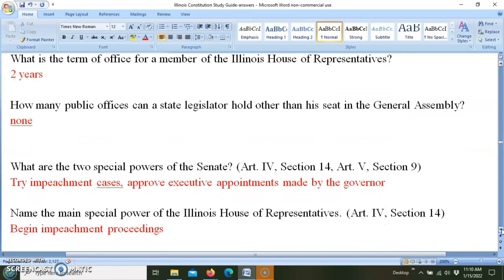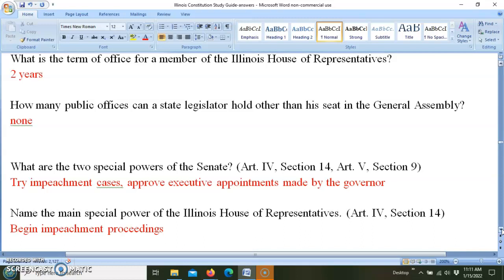Okay, what are 2 special powers of the Senate? Had to do a little bit of searching around in that, so I went ahead and told you where to go to get the answer. In the Senate, the special powers are to try impeachment cases and to approve executive appointments that are made by the governor. So let's talk about this just briefly.